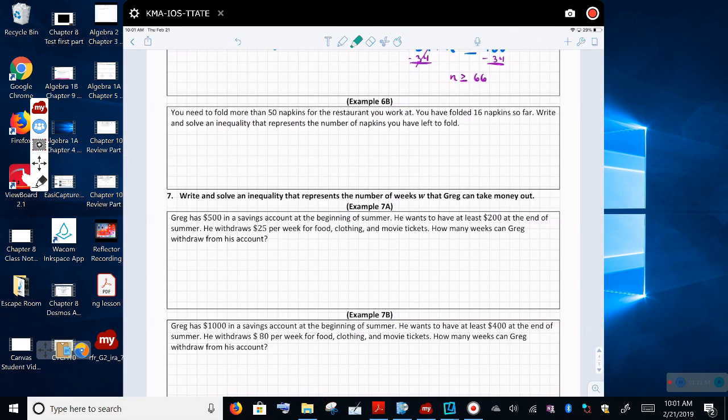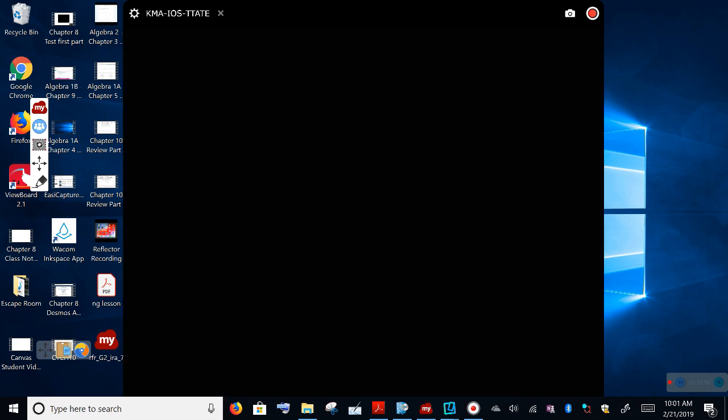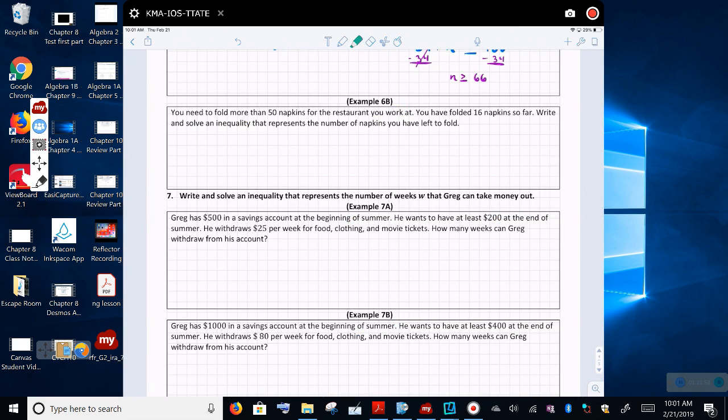So basically what the problem's saying is he has a certain amount of money. He's spending a certain amount every week, but he wants to make sure that he doesn't go too low. So if he spends $100 every week, he wants to know how many weeks he could spend $100 and still have enough left over. So in this case, he wants 200.